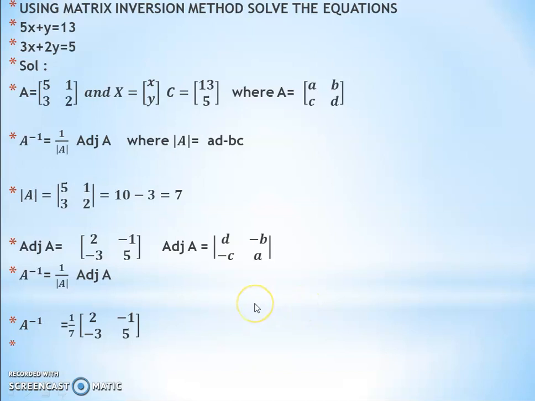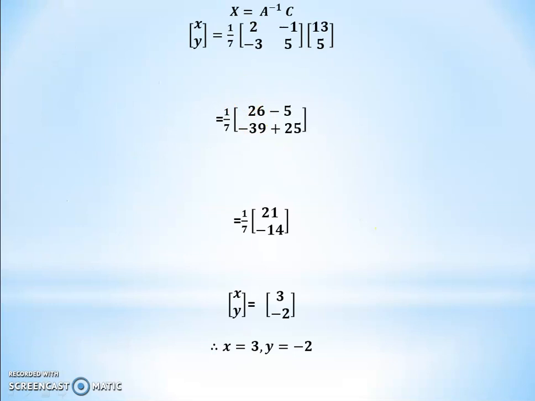So in this example, the first thing is the matrix in the form a, b, c, d. We know that ad minus bc is the determinant. Then the adjoint of A is d, minus b, minus c and a. We compare the values of the determinant and we derive the final answer: A inverse is equal to 1 upon 7, 2, minus 1, minus 3, 5.